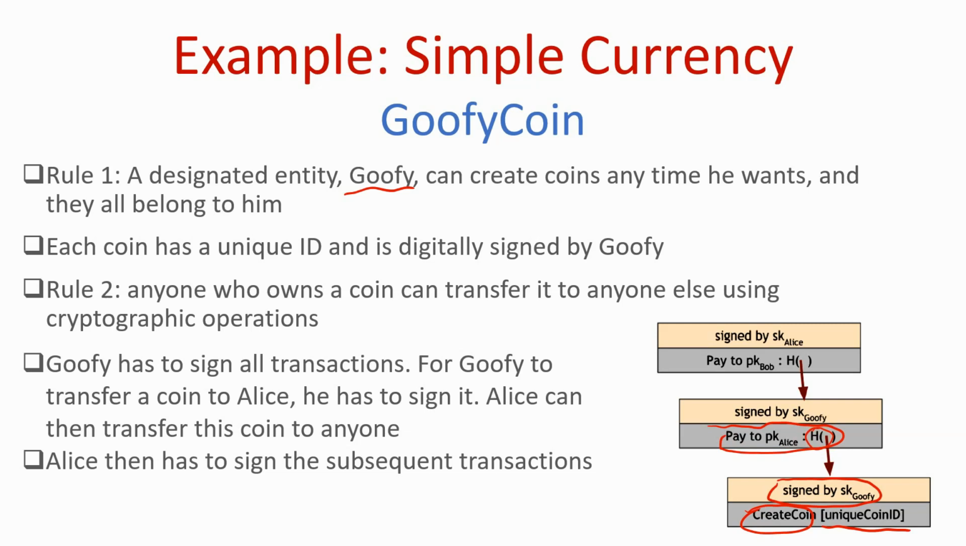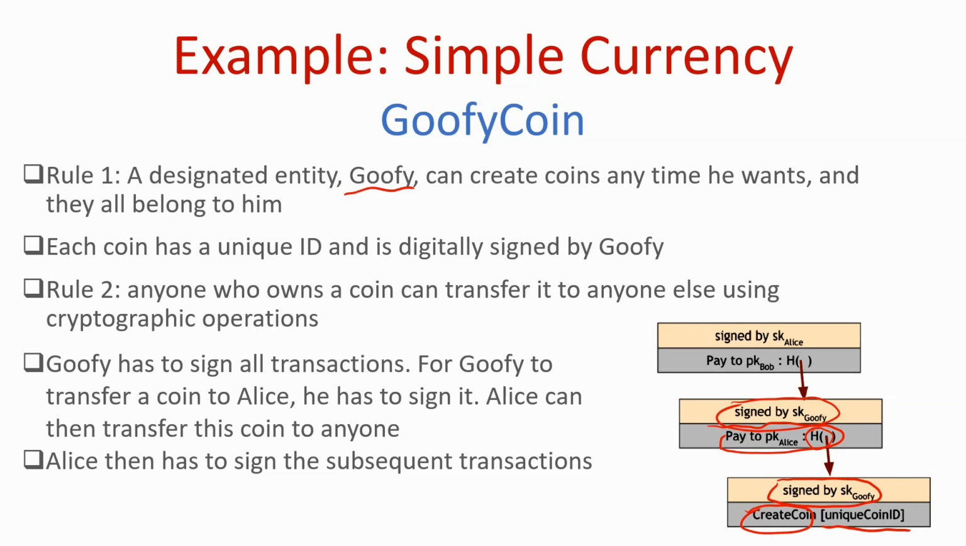And so to make sure that this transaction is valid, Goofy will also digitally sign the transaction using his private key. And so now what I have is an instruction to pay a coin to Alice that is indicated by a hash pointer. So I know exactly which coin will be paid to Alice. And I know that this transaction is valid because it is digitally signed by Goofy using his private key. Now, Alice now has this coin.